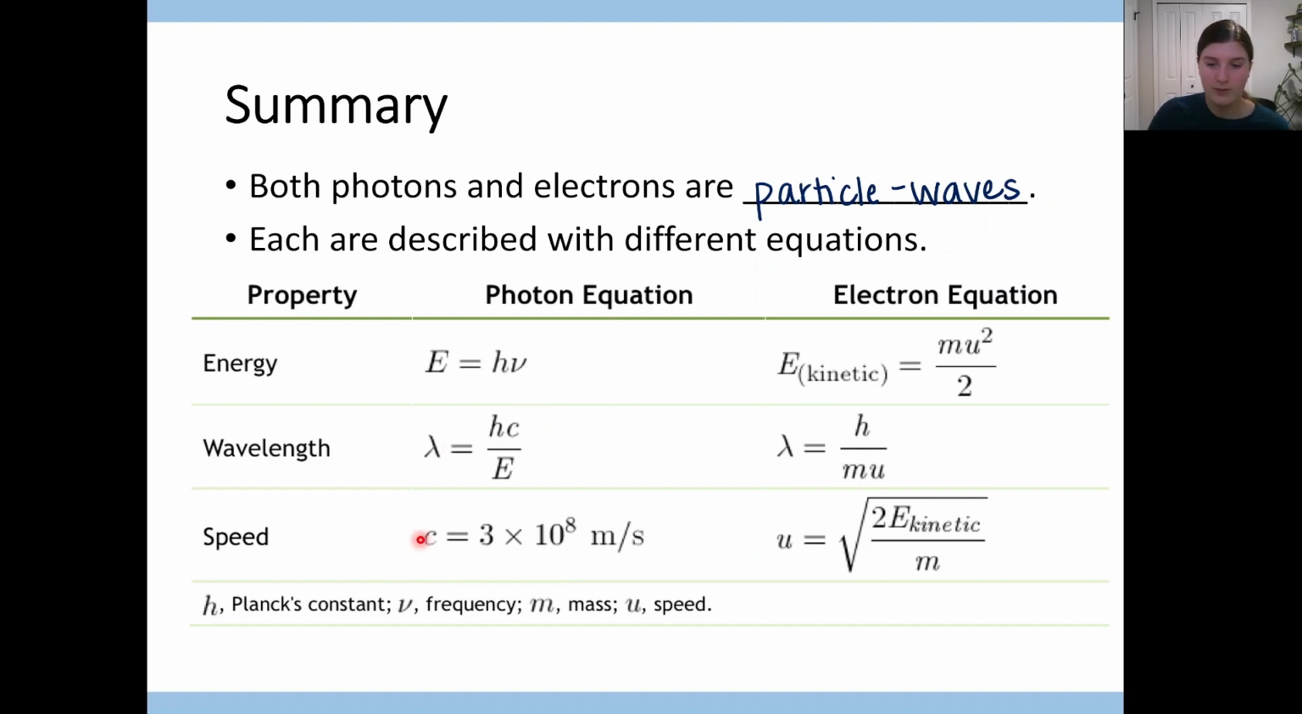And then I won't go through all of these equations, but we can see that the equation for the wavelength of a photon is slightly different than the wavelength of an electron. The speed of a photon is slightly different from the speed of an electron. The speed of an electron depends on its kinetic energy. So the kinetic energy equation is up here. All right, so again, we can describe electrons as a particle with mass and a wave.